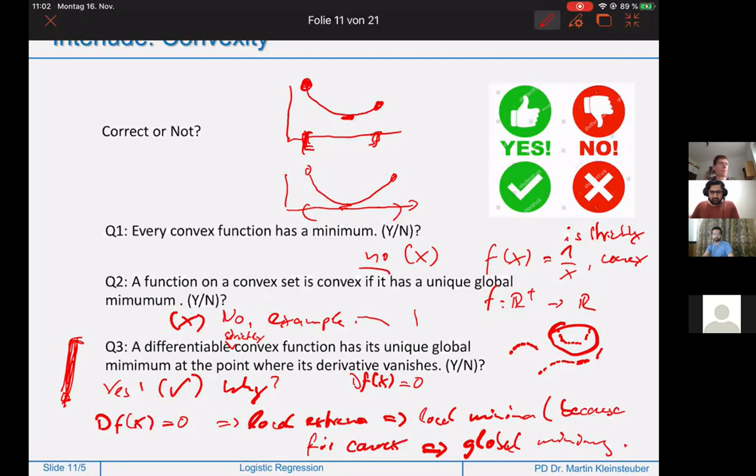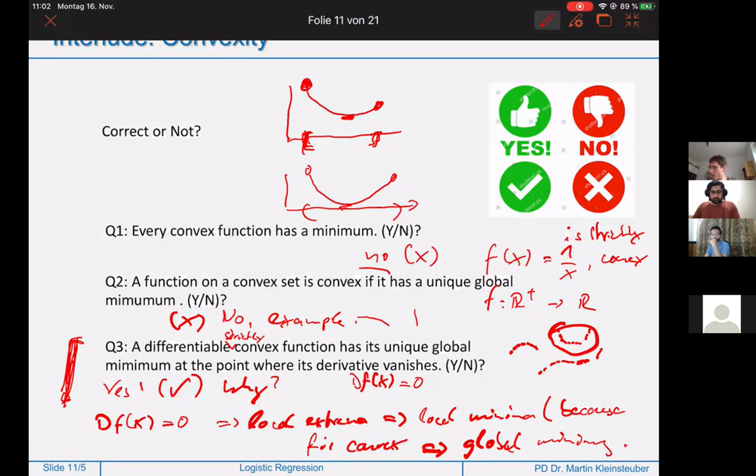But that's good. Thanks for the discussion. I think that was a good discussion. It always takes some time, but I think it's valuable. Here, I think it's valuable enough for now concerning the convexity task. Let's go back to logistic regression, okay?